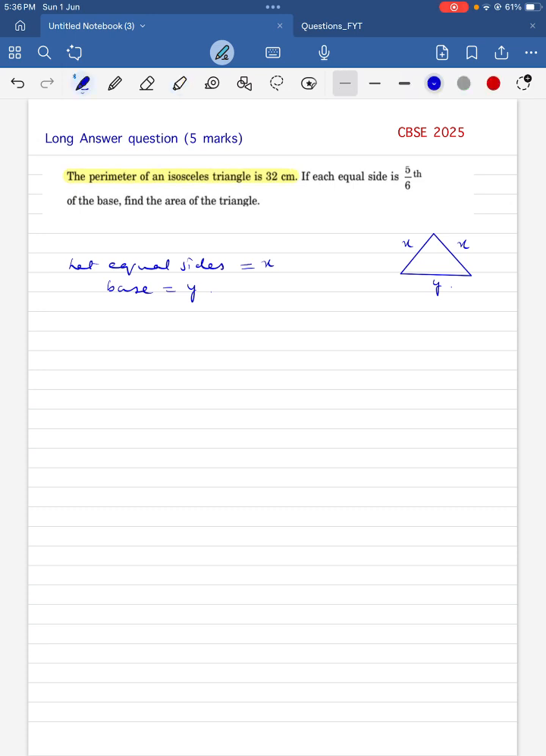How do we find the perimeter of a triangle? By adding up the sides. So x plus x plus y is equal to 32, which means 2x plus y is equal to 32. So I have my first linear equation.